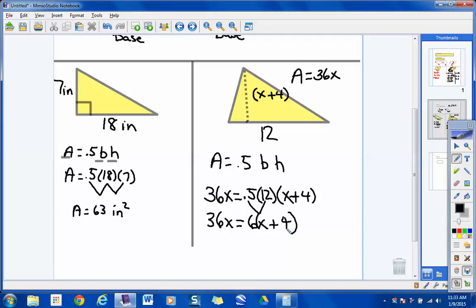And we know how to solve equations like this when we get to this situation. So help me out here. Distribute. Okay? This is going to become 36x on the left. What are you going to have on the right here, Kyle? 6x plus 24 when I distribute. Everybody agree to that point?